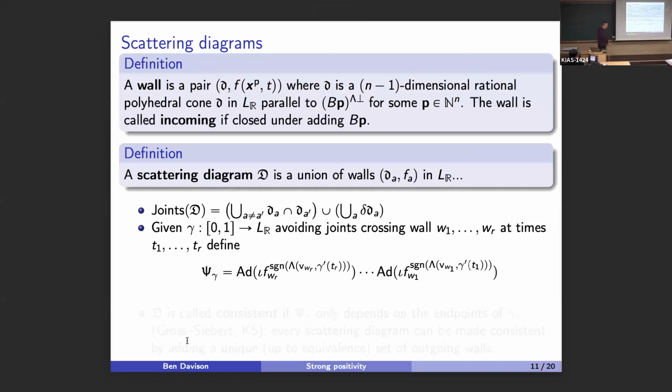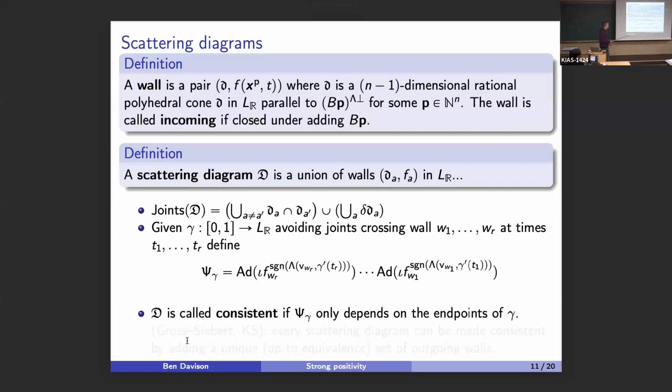And the thing that made a scattering diagram inconsistent was that I could have two paths with the same endpoints, such that the operators built this way by taking out of the function sitting on the walls could be different. So these are the things that test for consistency. So D is called consistent if these functions, these operators, only depend on the endpoints of gamma.